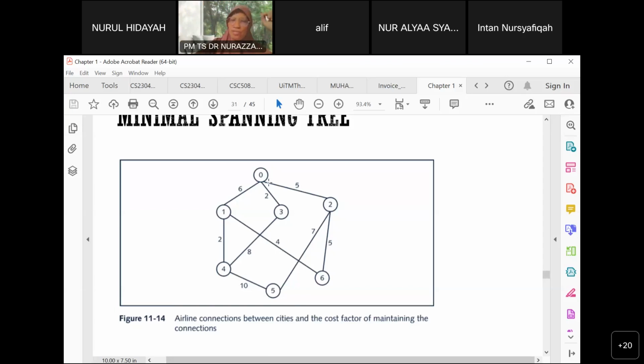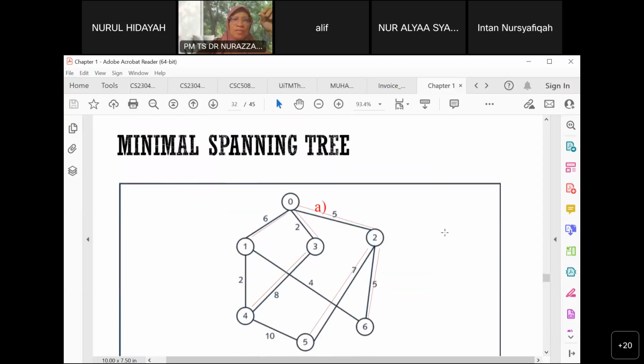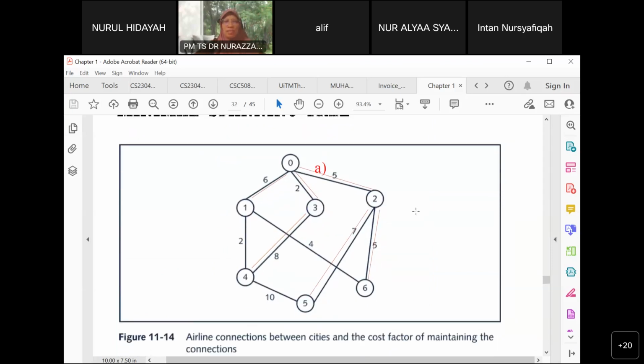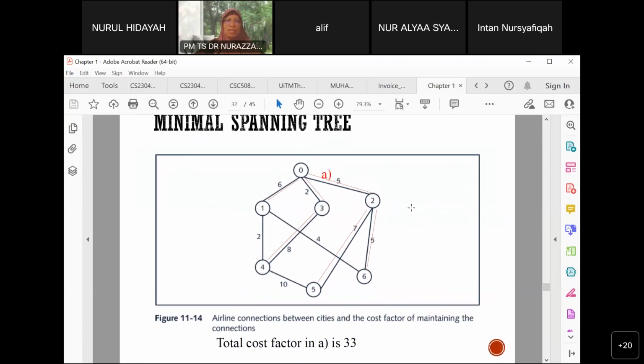Jadi so for example, ni ada banyak connection lah. Contohnya from one city, vertex 1 ni dia ada connection to 0, 6 and so forth. Jadi okay, this minimal spending tree, contohnya kalau kita apply the Kruskal algorithm ni, so dia akan spend all the vertices tetapi dengan cost yang paling minimum. Contohnya kita masih will be able to go to that vertex, to that city, tetapi cost dia adalah minimum.